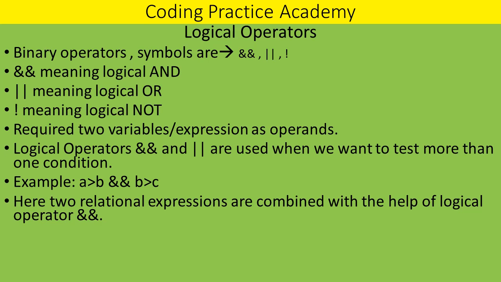Means what? See the example. There are two relational operators, A greater than B and the other is B greater than C. These two relational operators are combined with the logical operator, that is the AND. So this is the use of the logical operator. That means to evaluate two or more relational expressions as a combined one, the logical operator plays a significant role.